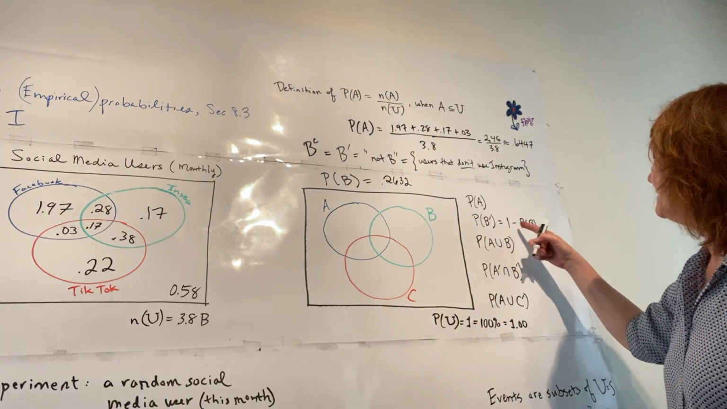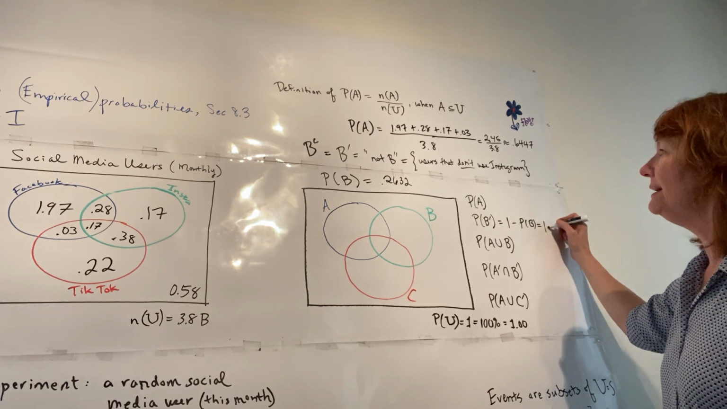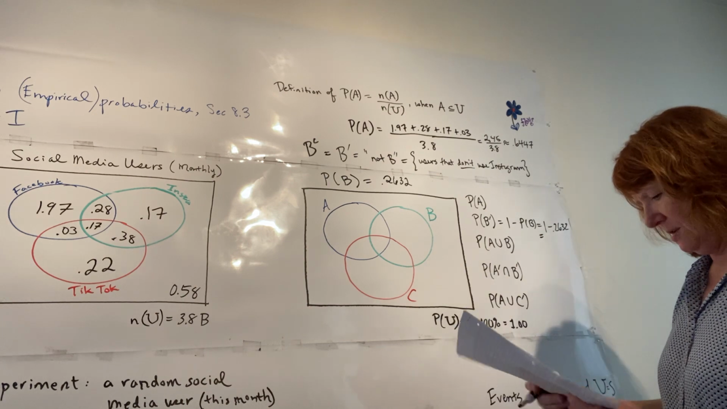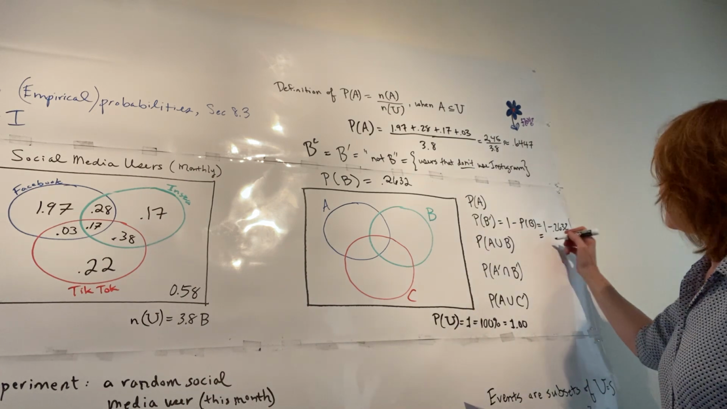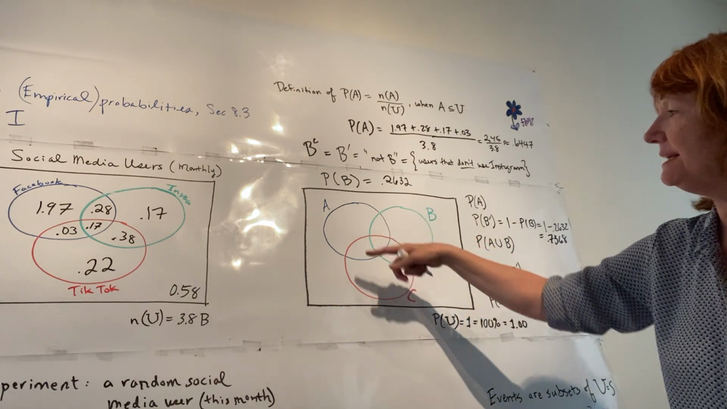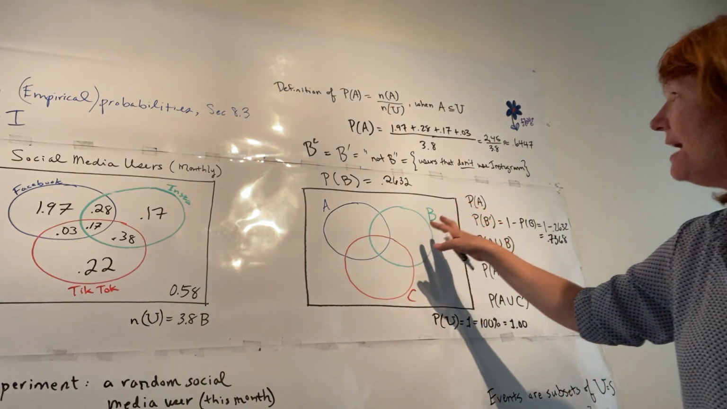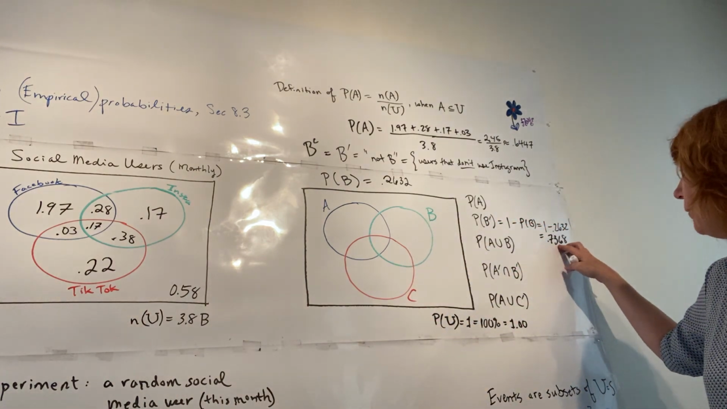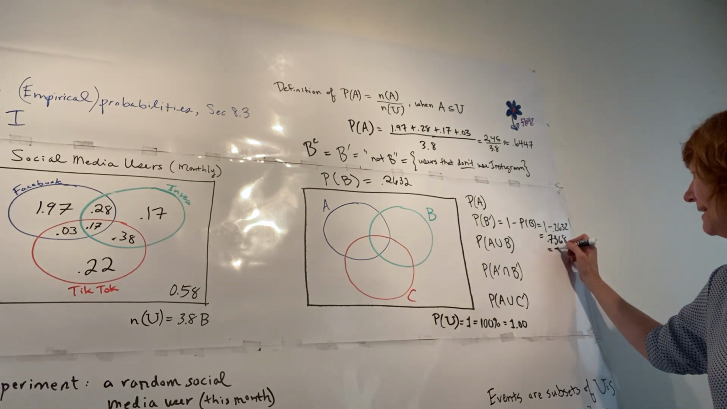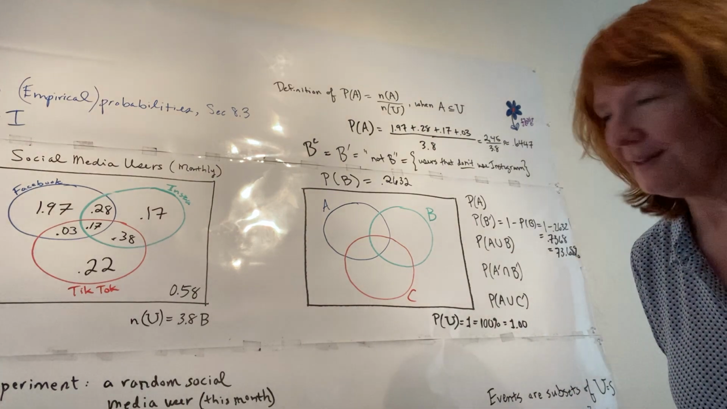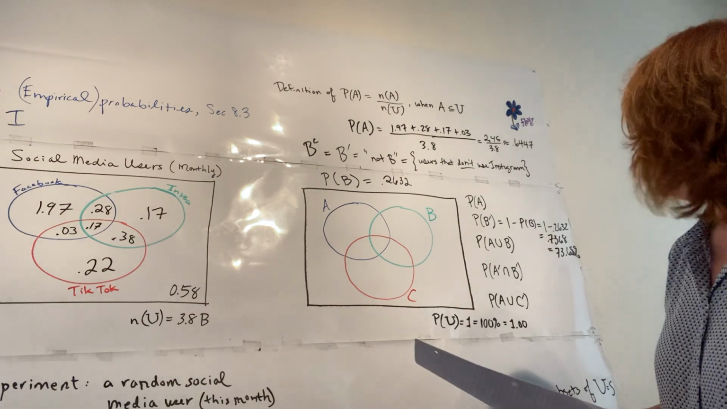So the probability of B complement would be 1 minus 0.2632, or 0.7368. So the probability that a social media user is not an Instagram user is 73.68%. Yes, so you have to remember how to convert from decimals to percentages as well.